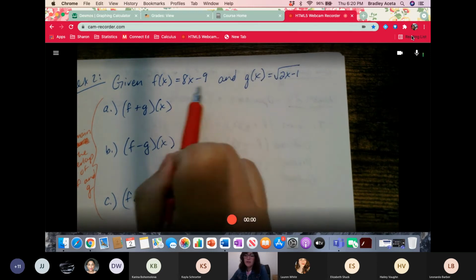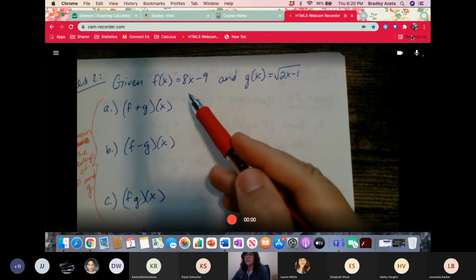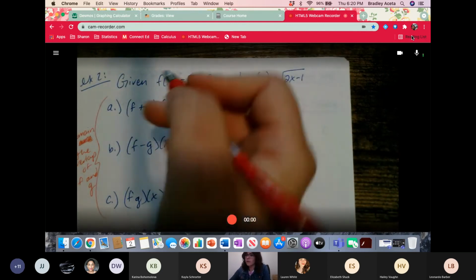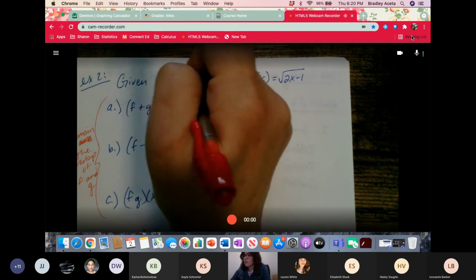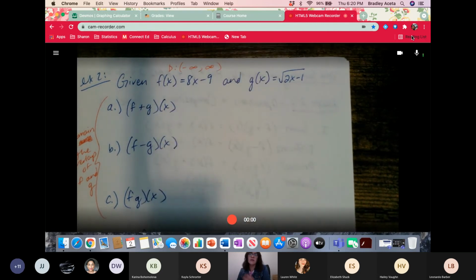So this is a line, all lines, all parabolas, anything with degree 3, whatever. All of those have a domain of all reals. So your domain for this one is pretty much the whole number line, negative infinity to infinity. X can be anything I want it to be.